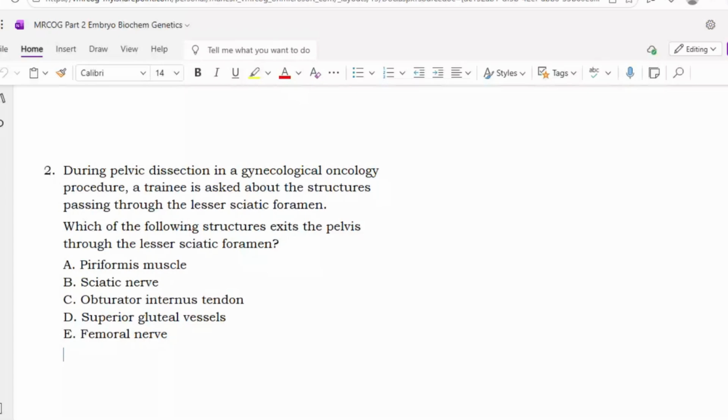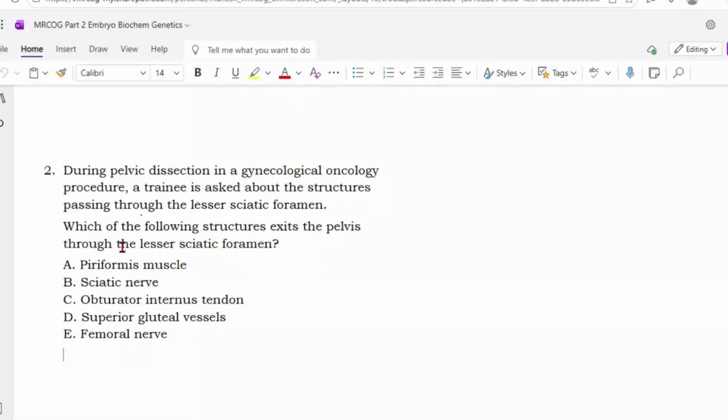Next question, doctor. During pelvic dissection in a gynecological oncology procedure, a trainee is asked about the structures passing through the lesser sciatic foramen. Which of the following structures exits the pelvis through the lesser sciatic foramen? Piriformis muscle, sciatic nerve, obturator internus tendon, superior gluteal vessels, femoral nerve. Yes, sir. Option D, superior gluteal vessels.